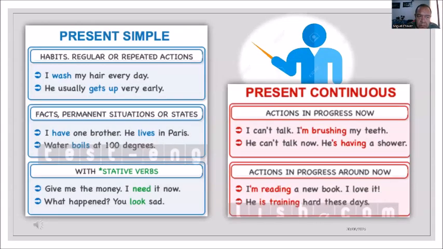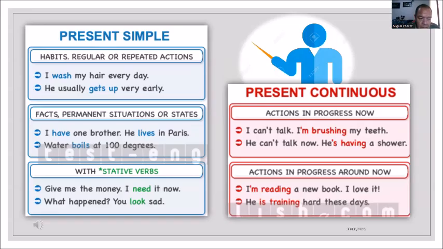Let's start. We use the present simple for habits or actions that we repeat regularly. For example, I wash my hair every day. We usually get up very early. And we use it for permanent situations or things that are always or often true. Like, I have one brother. He lives in Paris. Water boils at 100 degrees.